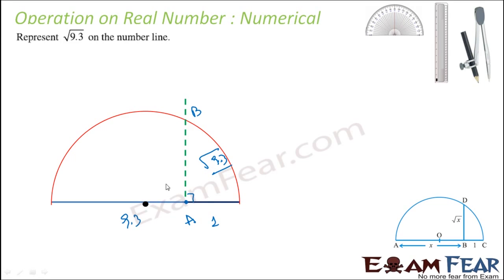This point AB is root 9.3, and we have proved also why it is root 9.3. Because if you take this circle, this length is (9.3 plus 1) by 2, and this length OA is (9.3 minus 1) by 2, and by Pythagoras theorem this is root 9.3.